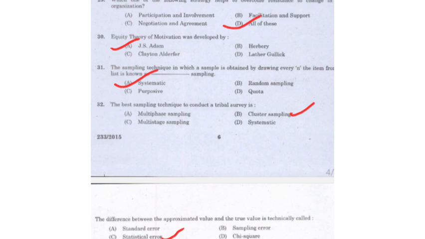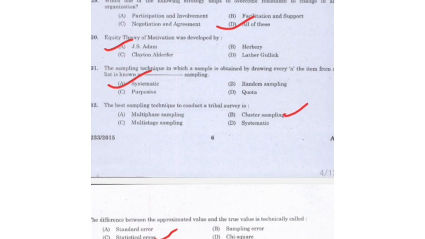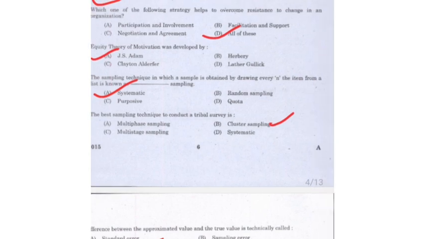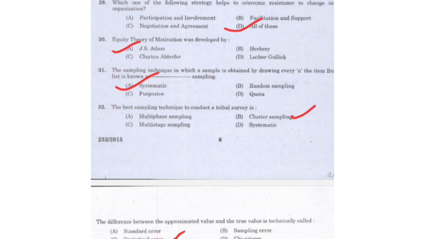And the next question, the sampling technique in which a sample is obtained by drawing every item from the list is known as systematic sampling, which is the correct answer. Random sampling means each and every element of the population has an equal chance of being included in the sampling. Purposive sampling is also called judgmental sampling. Quota sampling means we will divide into quotas based on some same characteristics.